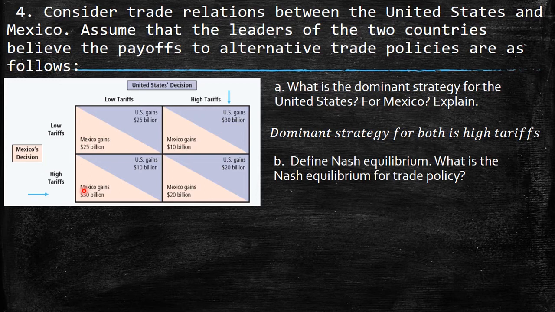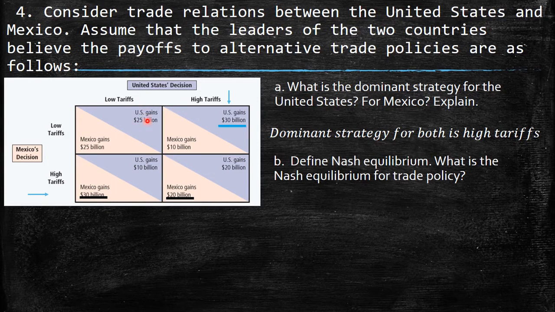Define Nash equilibrium. What is the Nash equilibrium for trade policy? I usually operate in this way. First, what is better for Mexico if the US operates low tariffs? 25 or 30? 30, naturally. What about if high tariffs, 10 or 20? 20. We underline naturally the dominant strategy. We need to verify with the US and the square that we have both outputs underlined. This should be the Nash equilibrium.